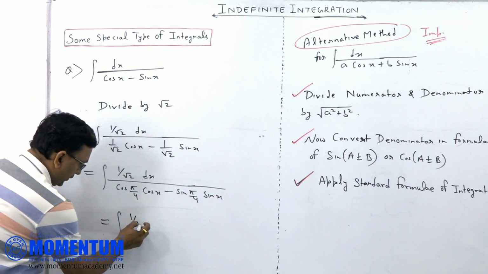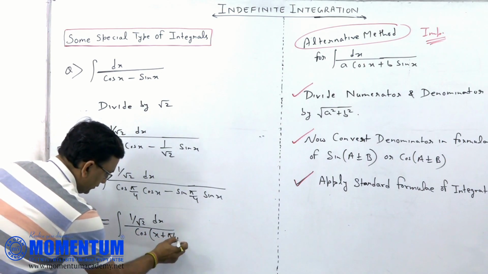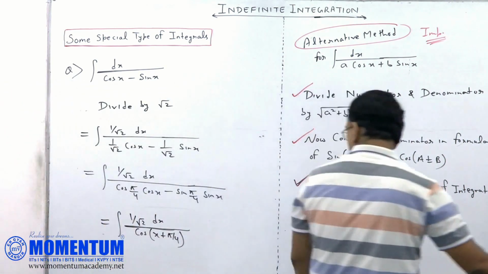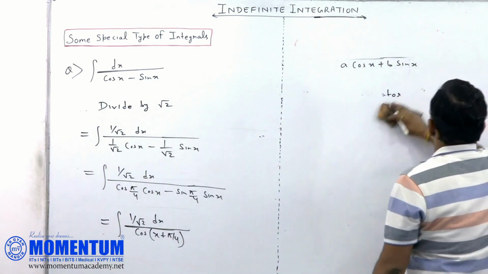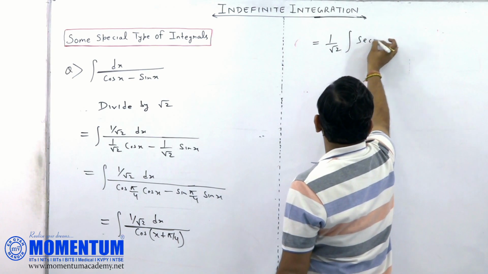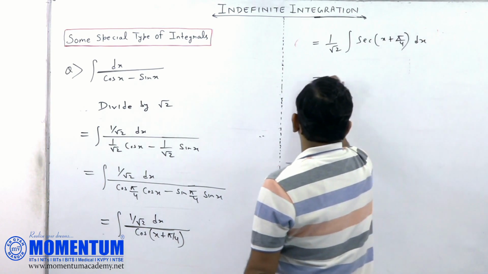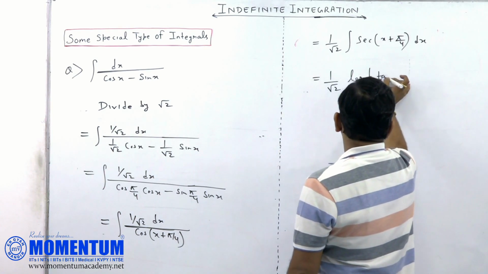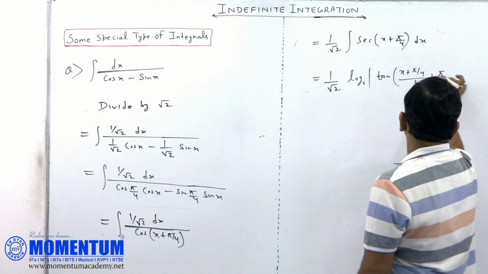So clearly the denominator has the formula cos of a plus b. So cos goes up and becomes sec, so 1 by root 2 integration of sec of x plus pi by 4. We know the formula for integration of sec, that is log of tan of x by 2 plus pi by 4.